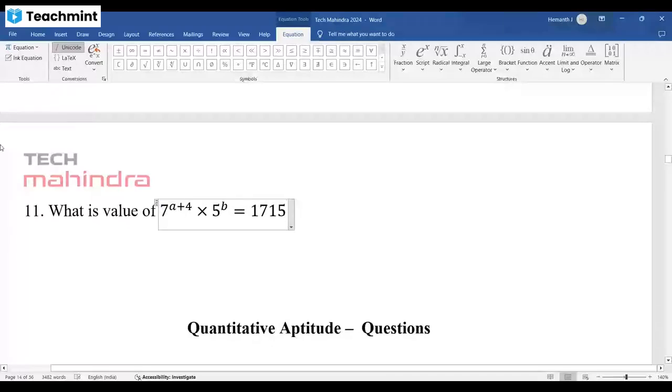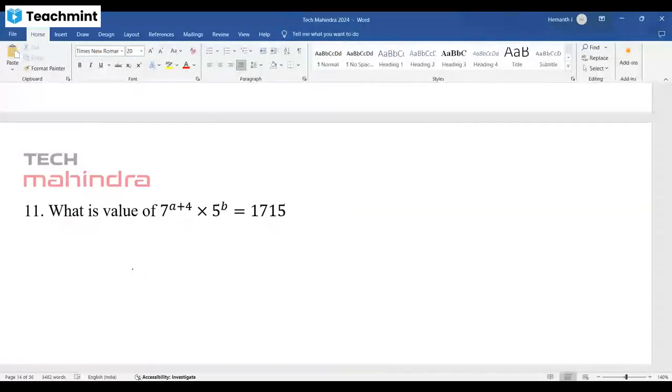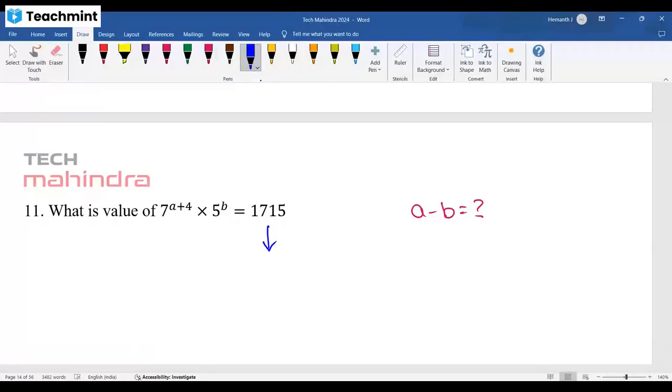This is the question. They may ask you what is a plus b, what is a minus b, or something likewise. They may ask the value of a minus b. So first, you need to get clarity that you write this right-side term in terms of 5 powers and 7 powers.